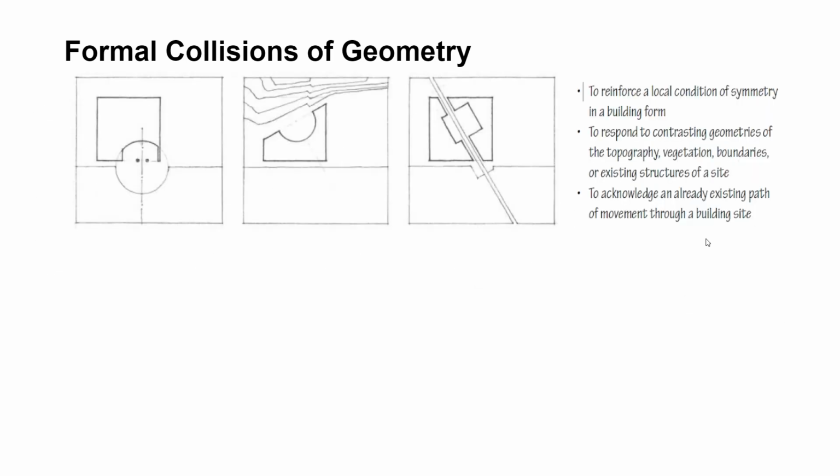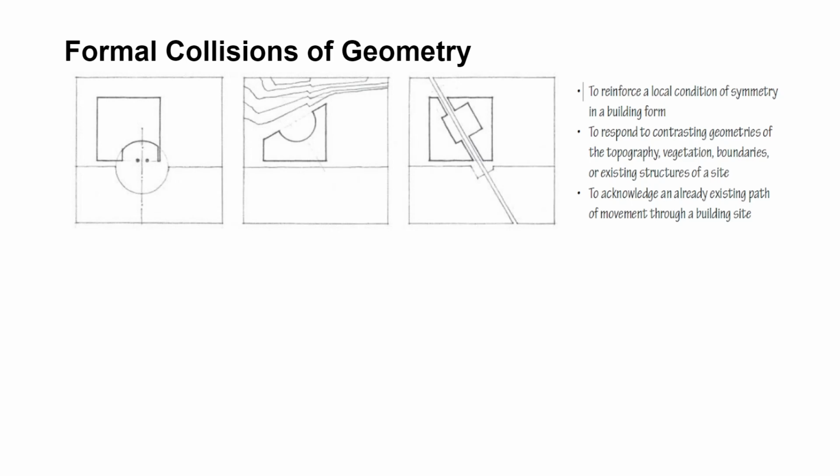So, formal collisions of geometry. This is to enforce a local condition of symmetry in a building form and to respond to contrasting geometries of topography, vegetation, boundaries, and existing structures of a site, and to acknowledge an already existing path of movement through a building site. So, this is very prevalent when it comes to design, when we are considering the natural environment and with regards to any built environment.